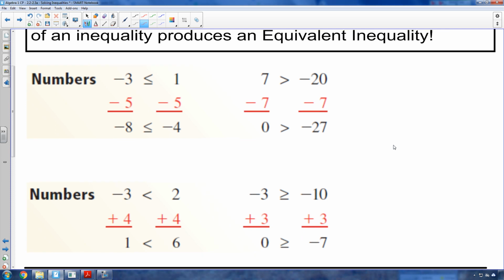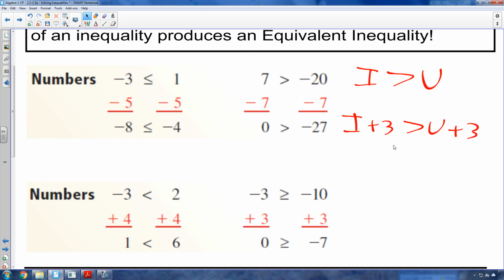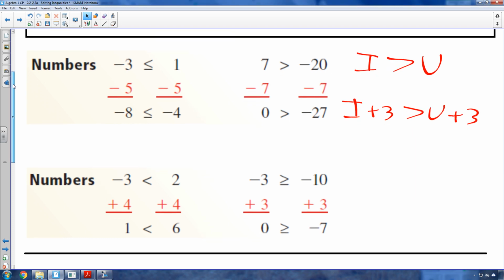So in other words, if I am older than you, then in 3 years I will still be older than you. That's kind of the idea, so that's where this is coming from. If you add time to your ages, you'll still be older in 3 years. So here are some examples where you add or subtract the same thing on both sides.